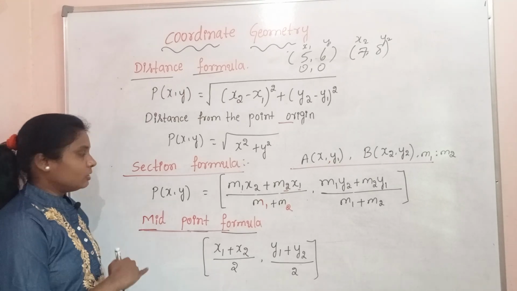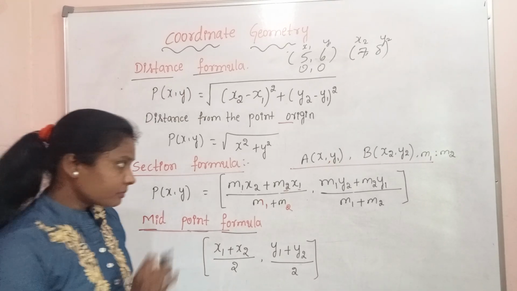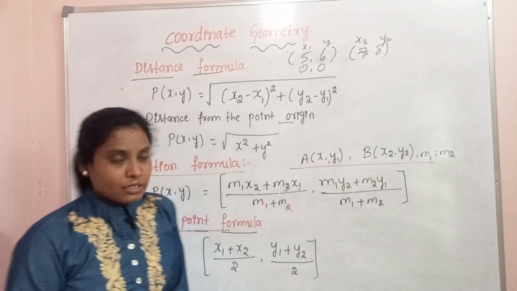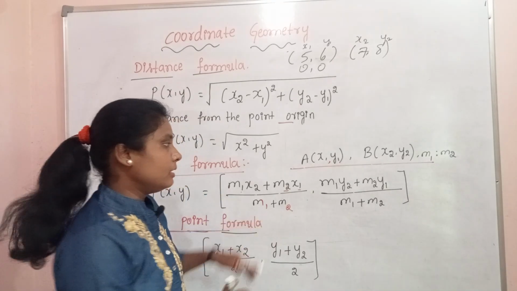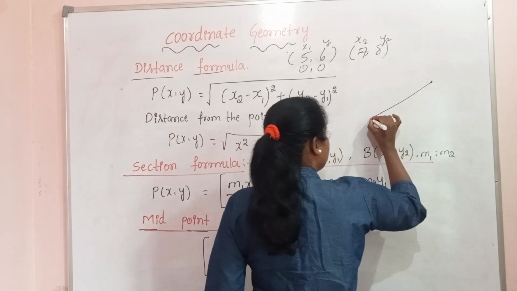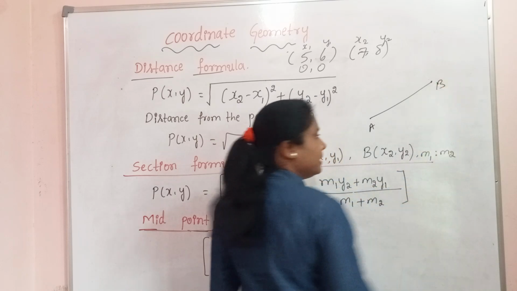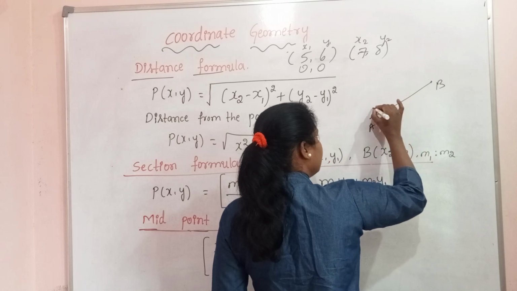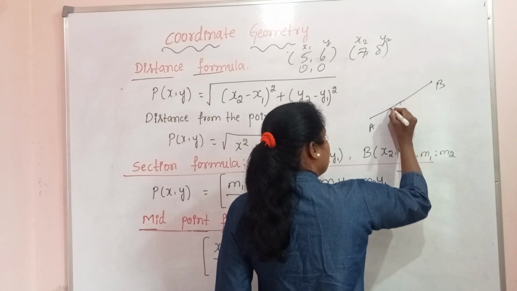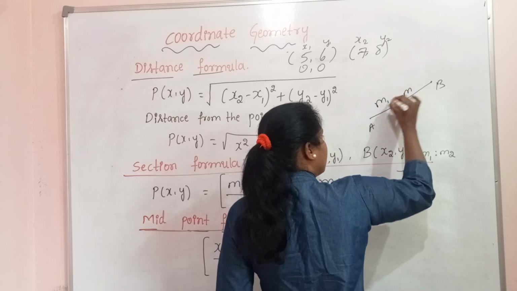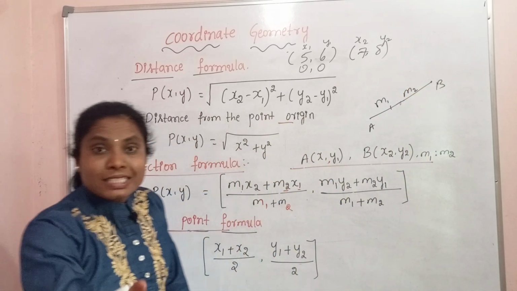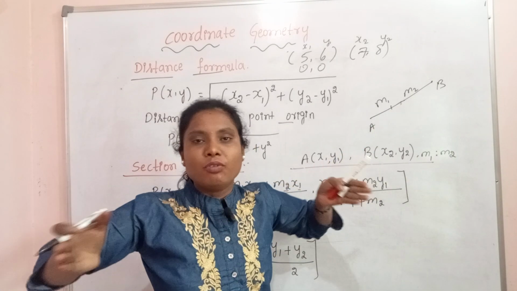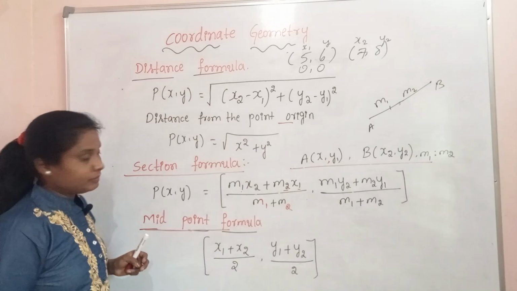So now we'll go to the concept section formula. They give points. The first point is A, the second point is B. So suppose this is a line, the starting point A and the ending point B. This is divided internally in the ratio m1 is to m2. So section means we are dividing that line segment.